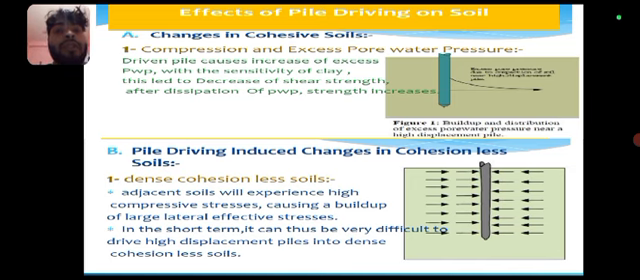Then comes pile driving induced changes in cohesionless soil. First of all, dense cohesionless soil. Adjacent soil will experience high compressive stress causing a buildup of large lateral effective stress. In the short term, it can thus be very difficult to drive high displacement piles into dense cohesionless soil.